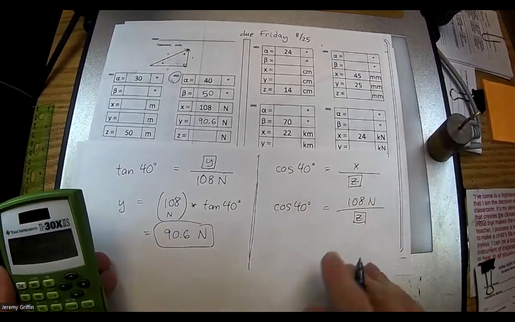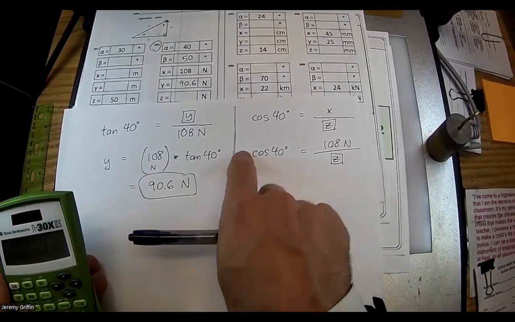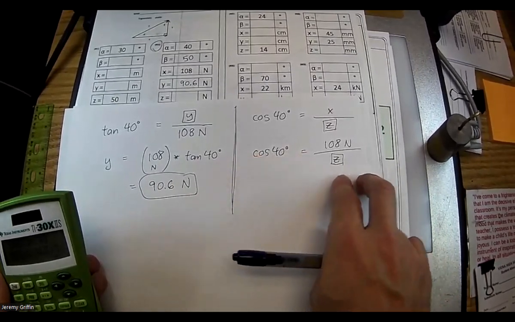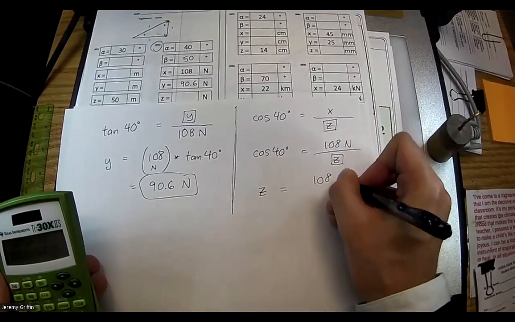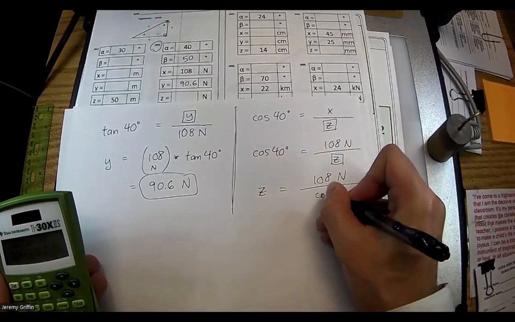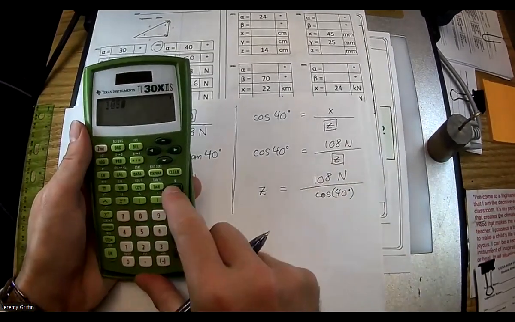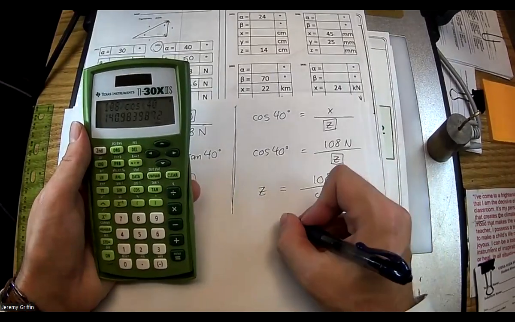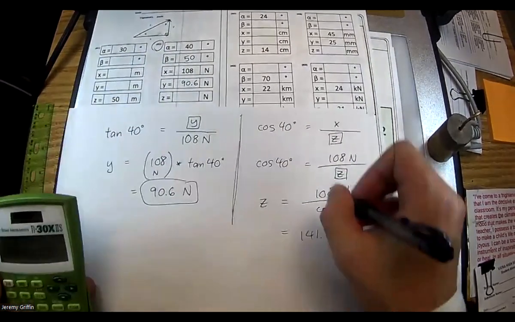Okay, now we're going to do 2 algebra steps together, right? Cross multiply the z, and at the same time take this cosine of 40 degrees and divide it down. So z, a double switch right there: 108 newtons divided by cosine of 40 degrees. Should be a fantastic way to get this. 108 over cosine 40 degrees. I'm looking at 141, which rounds to 141 newtons.